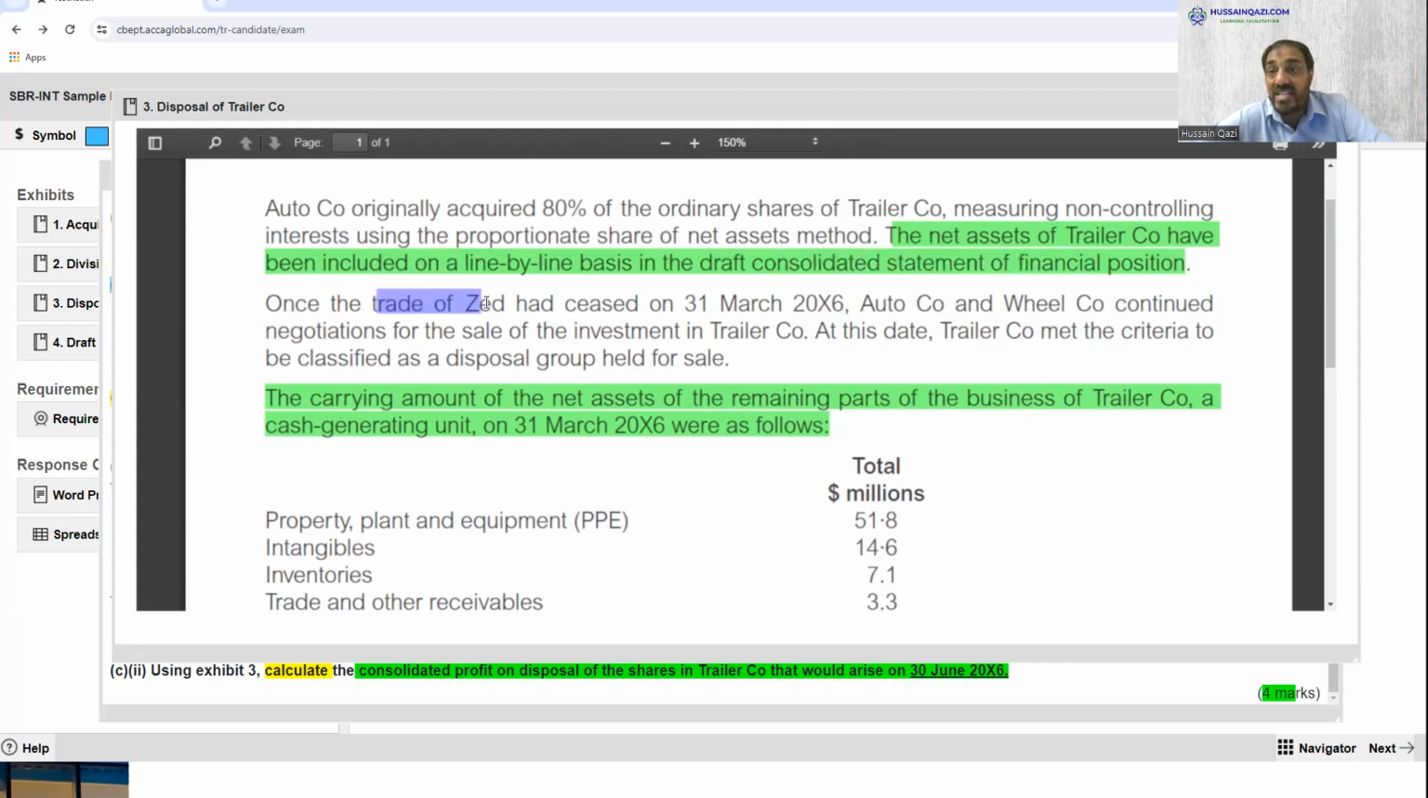Once the trade of Z had ceased 31st March XX, auto company and wheel company continued negotiation for the sale of investment in trailer company. At this date, trailer company met the criteria to be classified as disposal group held for sale. It's also mentioned with the previous exhibit. So trailer classification with the consolidation as held for sale.